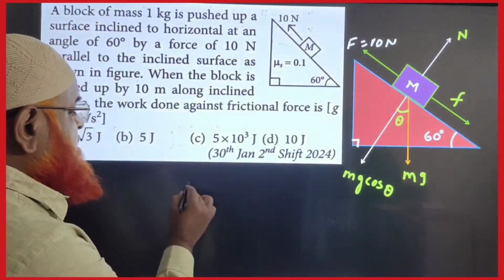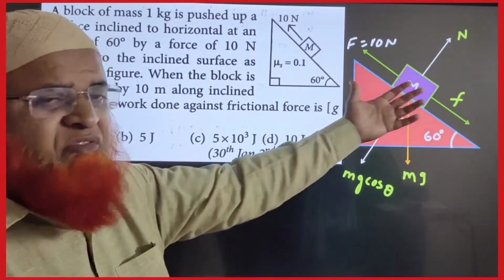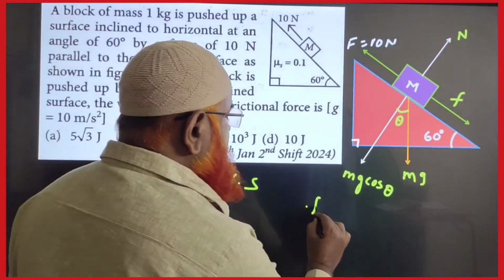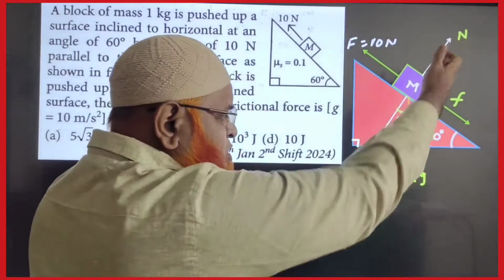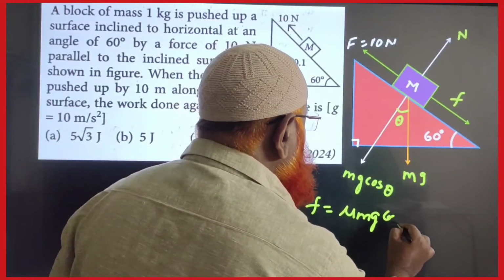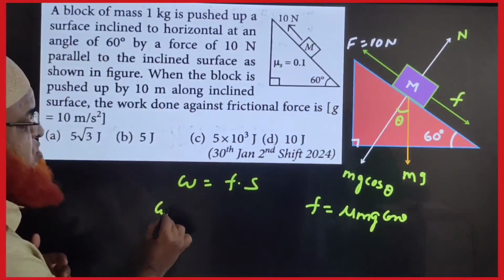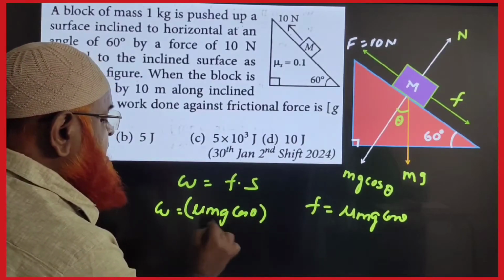You all know work done is nothing but force into displacement. Here, what is the friction force? You all know friction is nothing but mu into N, and N is nothing but, in the opposite direction, there is mg cos theta. So mu mg cos theta. Therefore, your formula is going to be mu mg cos theta into s.